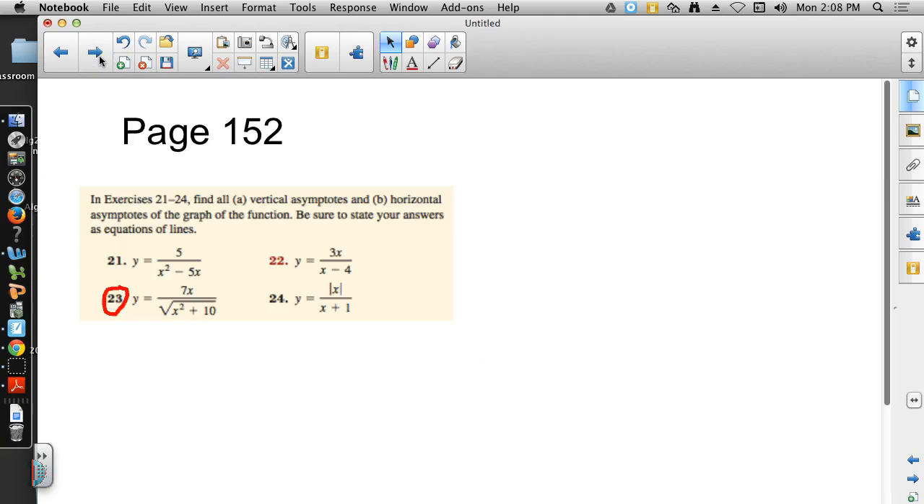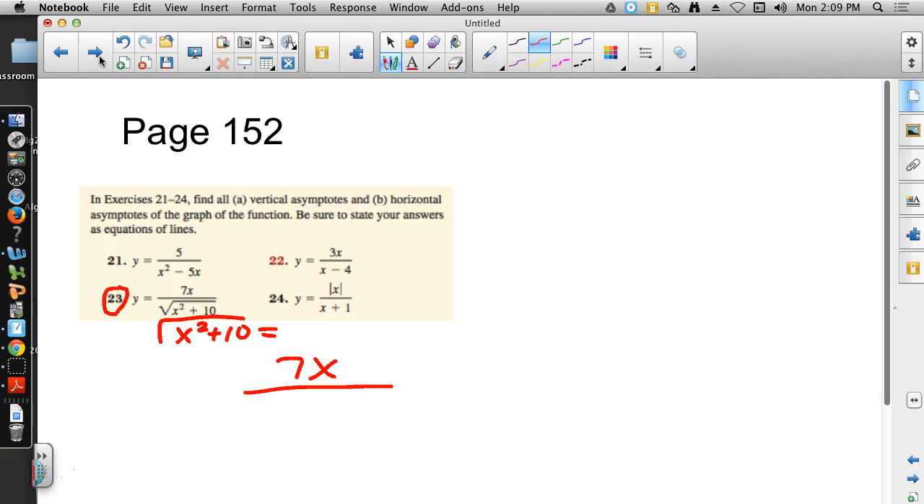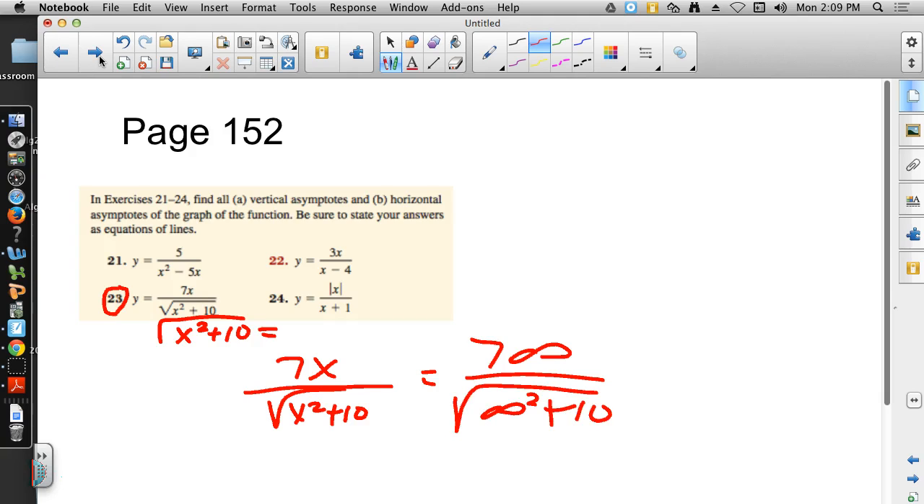Number 23 says find all the vertical asymptotes and horizontal asymptotes of the graph of the function. And we can see as we look at this one that there aren't going to be any vertical asymptotes because x squared plus 10 is going to give us imaginary asymptotes as we look at the square root down there. So then the problem is, what about the horizontal asymptotes? Because that's the part where we talk about what's going to happen here if this is just 7 times infinity over the square root of infinity squared plus 10.